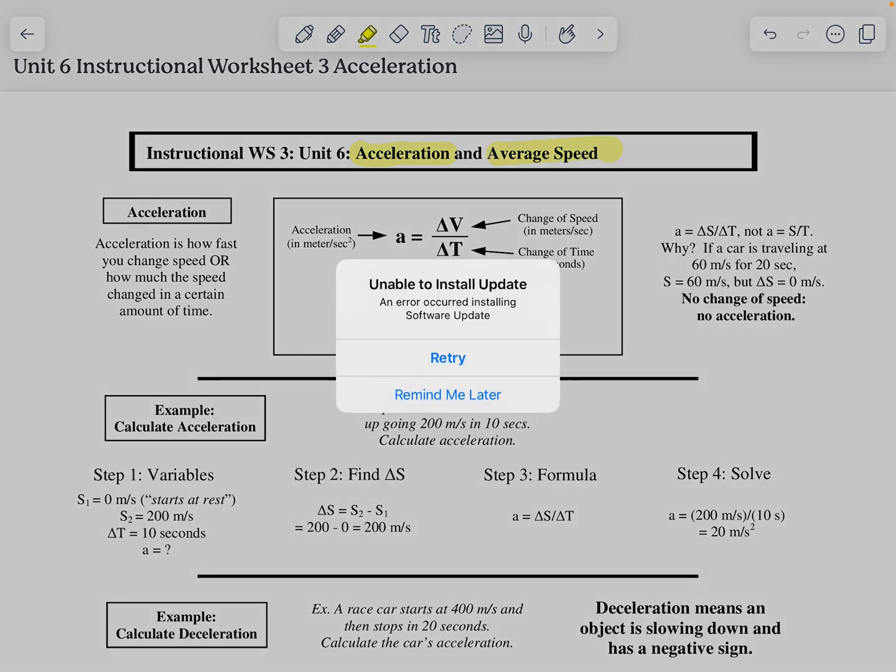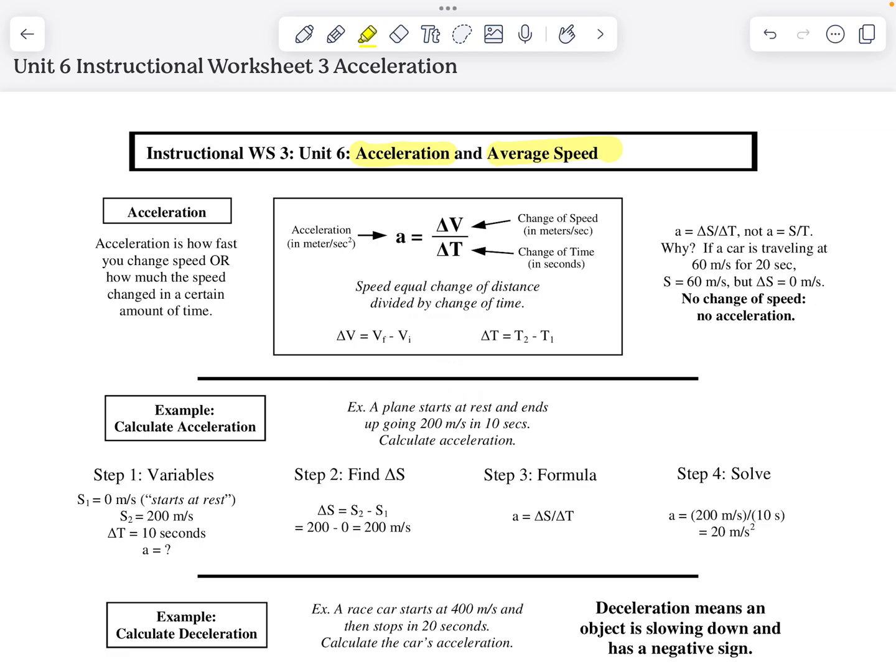Please, with your worksheet, I want you to make sure to use the front side for making some notes, writing down information you find useful, etc. On the back of the sheet, you will be solving some problems.